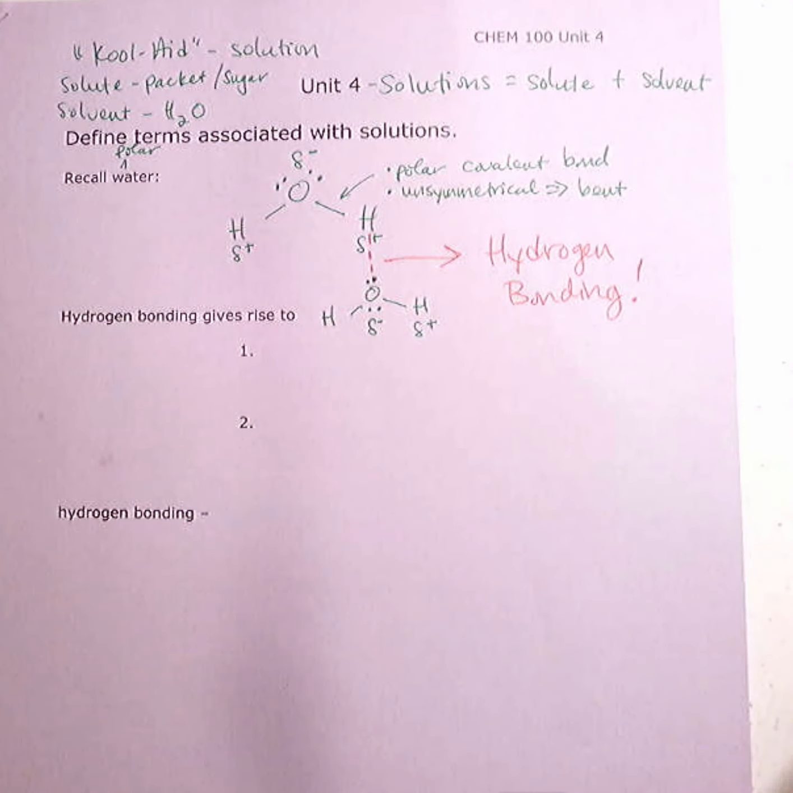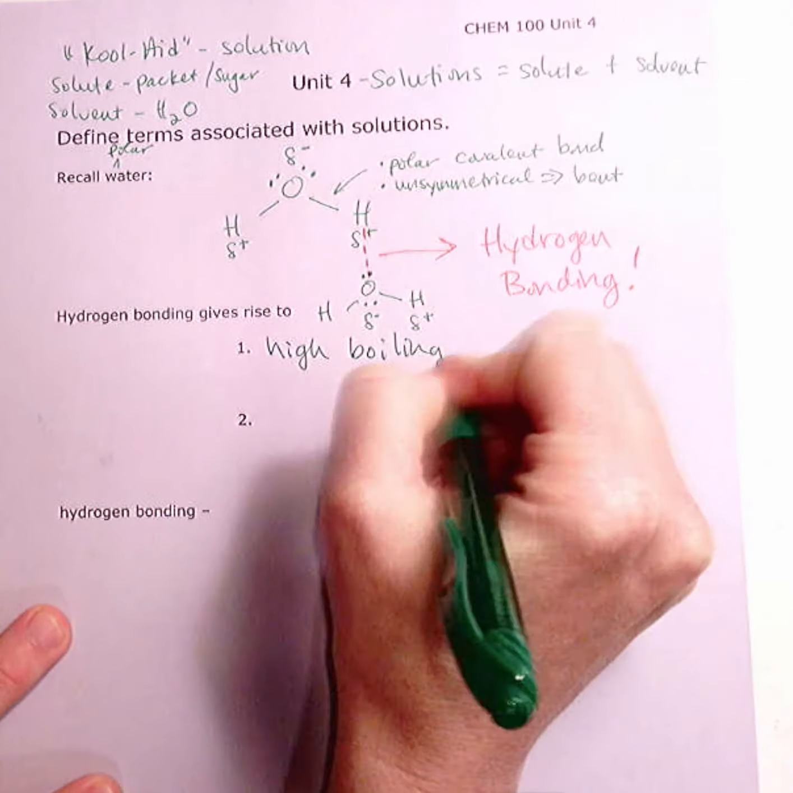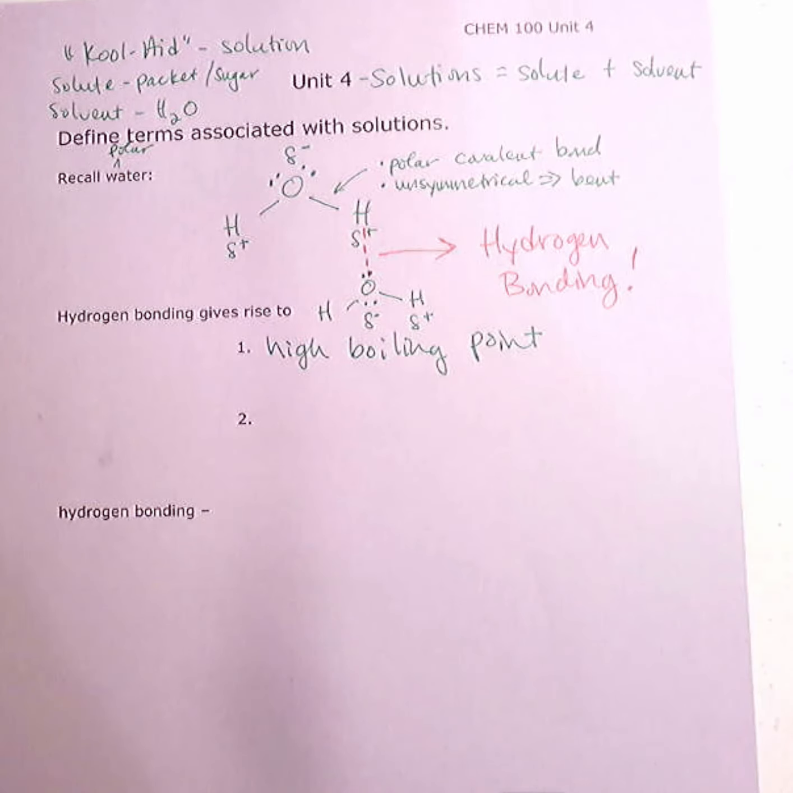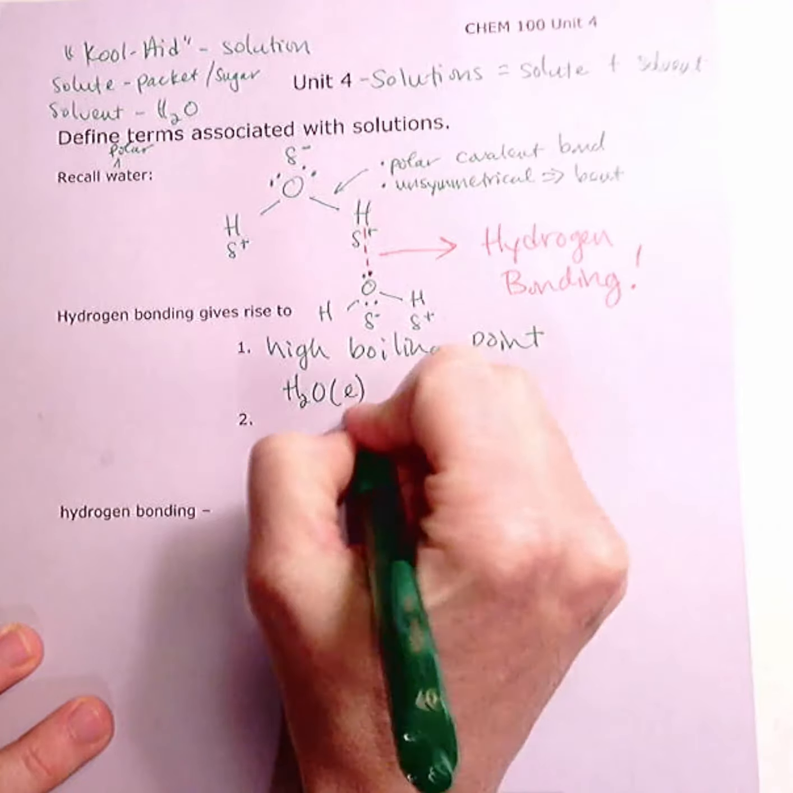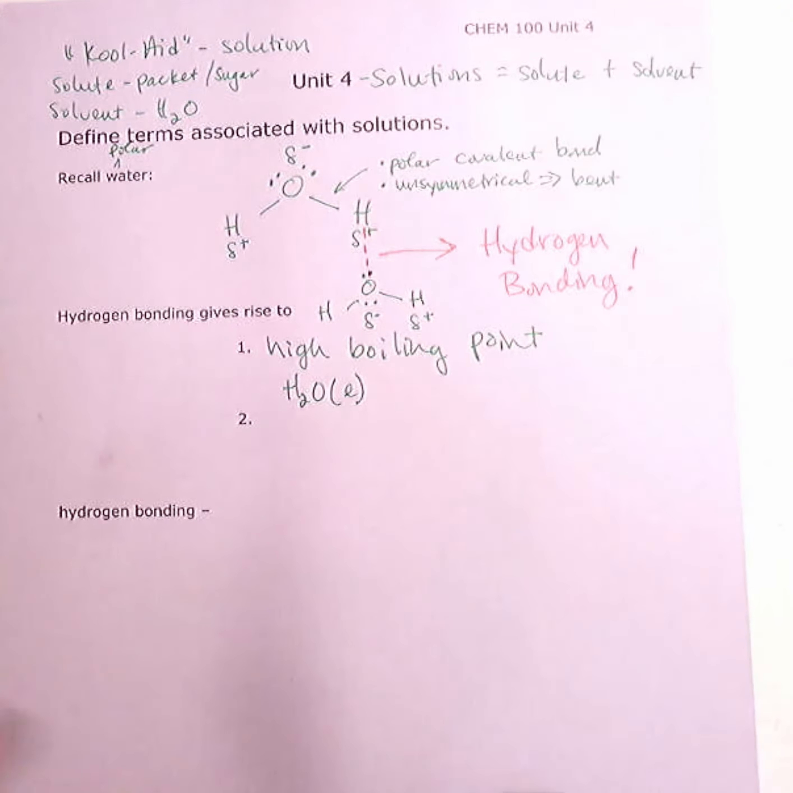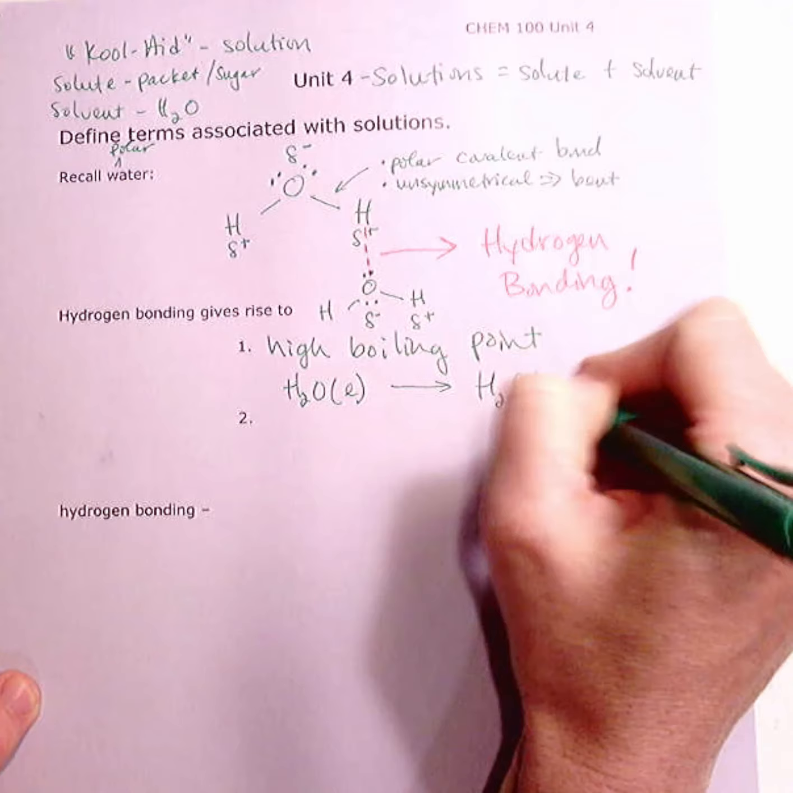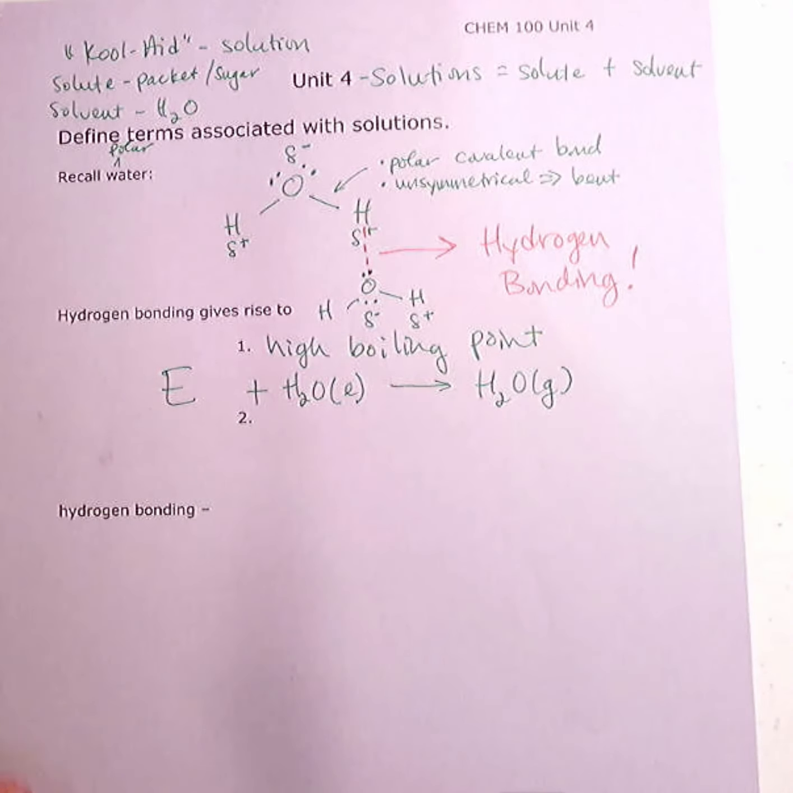So hydrogen bonding gives rise to a high boiling point in water. This means that water likes itself so much that it doesn't want to let go, right? You have these liquid water molecules, and they're all close. They have their hydrogen bonding. They got this whole network. They don't want to go from liquid to gas. It takes a lot of energy. So that's why water has such a high boiling point.